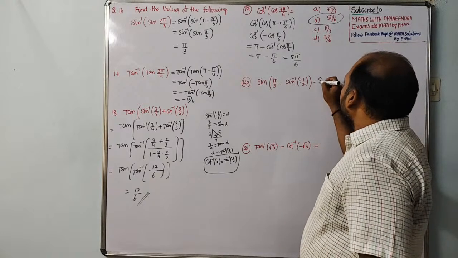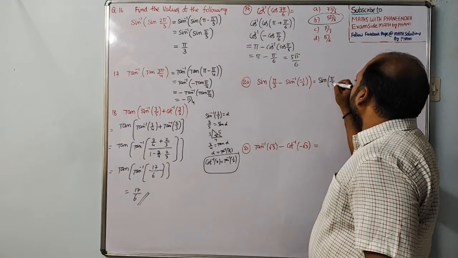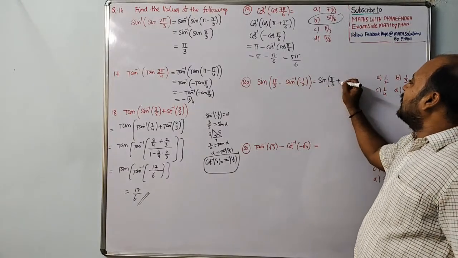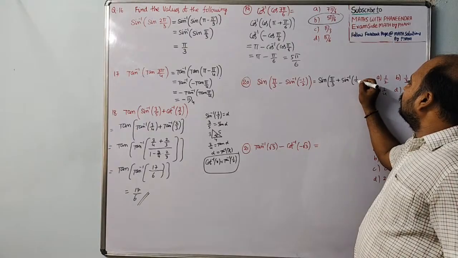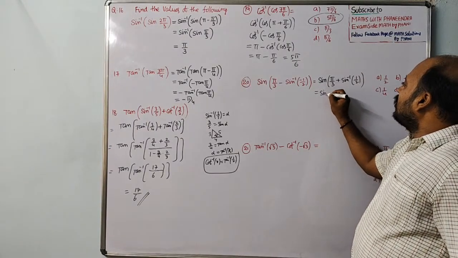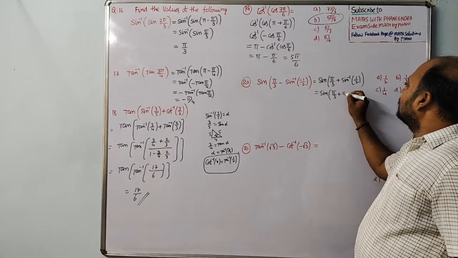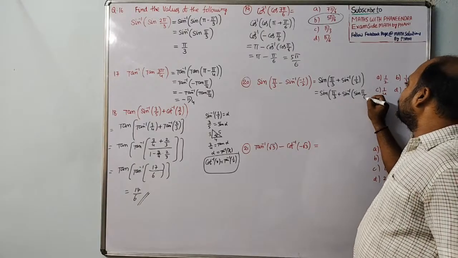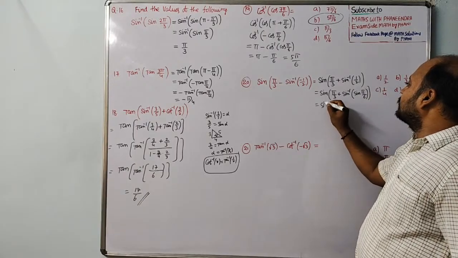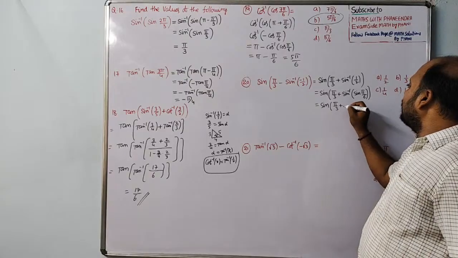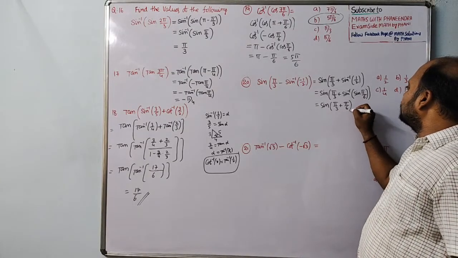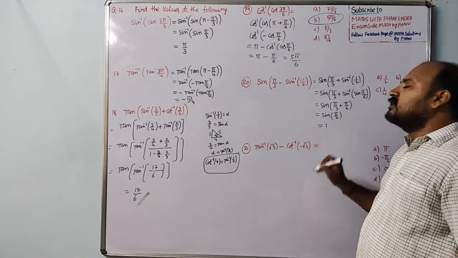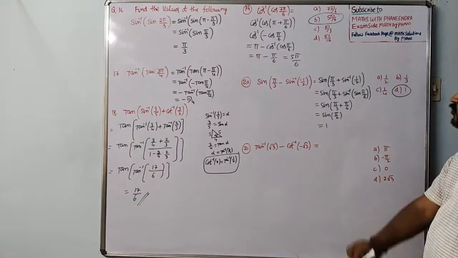Now come to here. Sine of pi by 3. Sine inverse of minus x is minus sine inverse x. So minus into minus is plus. Sine inverse of 1 by 2. So sine of pi by 3 plus sine inverse of sine 30, 30 means pi by 6. Which is equal to sine of pi by 3 plus, since sine inverse of sine x is x, pi by 6. Pi by 6 plus pi by 3 is pi by 2 only. No? So sine pi by 2. Sine pi by 2 value is what? 1. It is there in the fourth option.